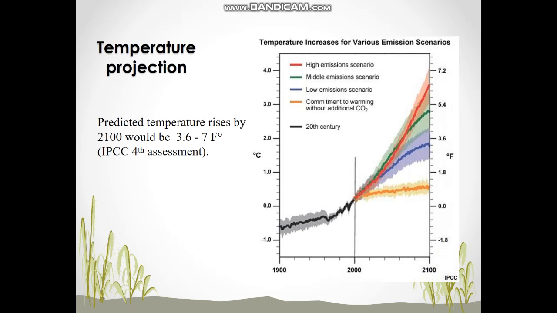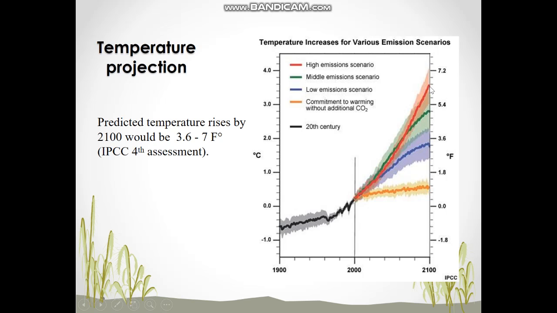According to the comprehensive assessment of the IPCC, which examines the science related to climate change and releases reports every 5 to 7 years, global temperature is projected to increase between 3.6 and 7 degrees Fahrenheit by the end of this century, depending on different scenarios. Under the first scenario, which is high emission of greenhouse gases, it is predicted that the temperature will increase by almost 7 degrees Fahrenheit.